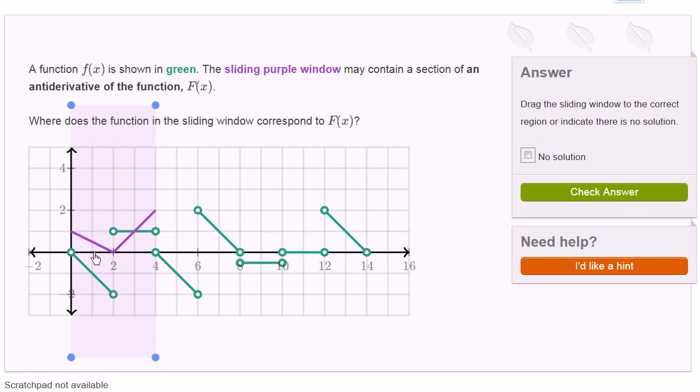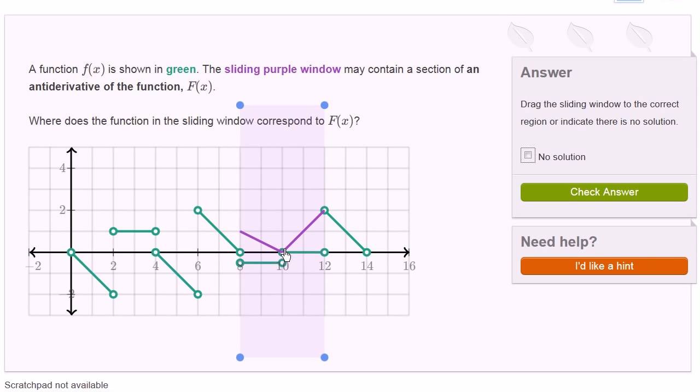Between this point and this point, we see that we have a constant negative slope, and then we have a constant positive slope. So let's see, where here do we have a constant negative slope? Well, no, here the slope is 0 and it gets more negative. Here we have a constant positive slope, not a constant negative slope. Here we have a constant negative slope, so maybe it matches up over there. So here we have a constant negative slope.